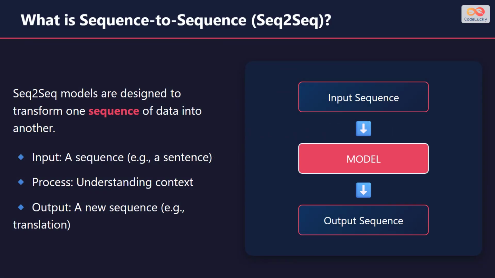So, what exactly is a sequence-to-sequence model? Simply put, it is a type of artificial intelligence designed to transform one sequence of data into another. For example, it takes a sequence of words in English as input, processes the context, and produces a new sequence of words in French as output.